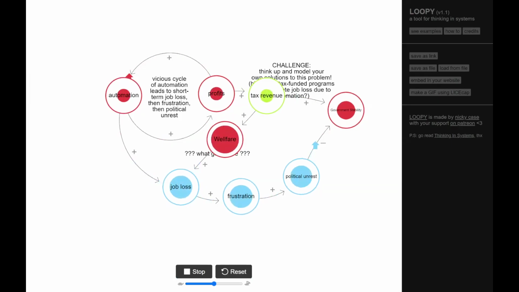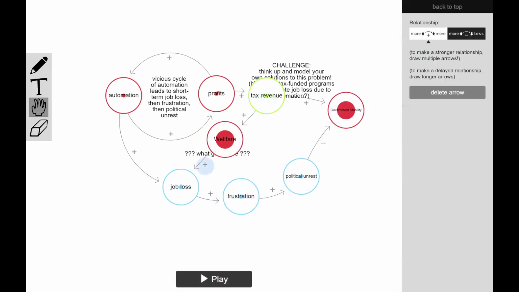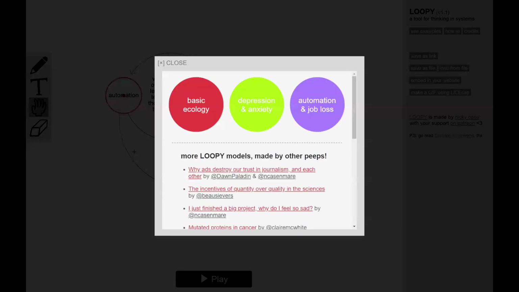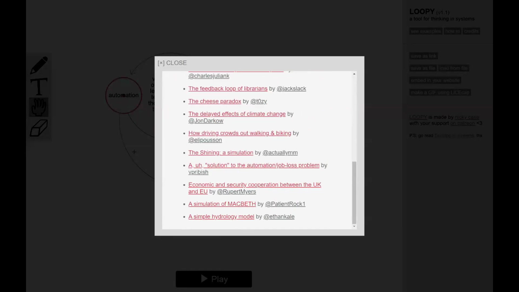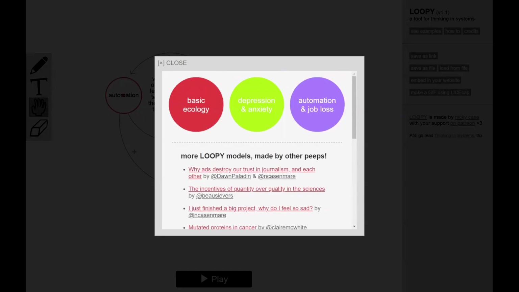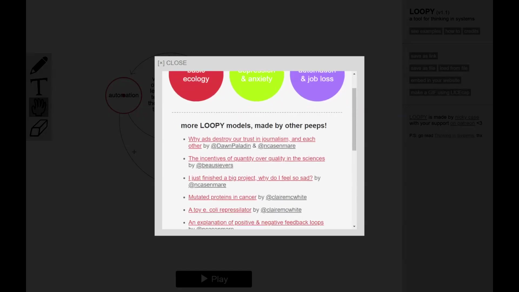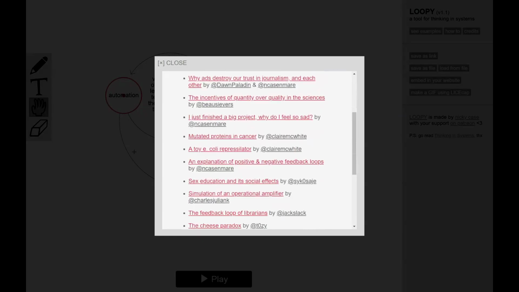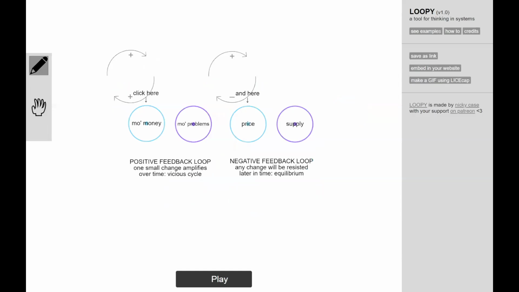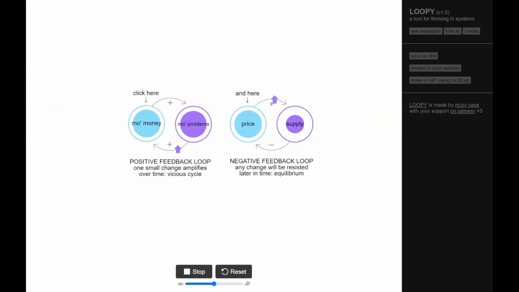Oh, whoops, that's a big line in there. Are there other better examples? Why ads destroy our trust. Why are these all so heavy? Some of them are straight up depression. And hey look, there's one that's just a positive and negative feedback loop. More money, more problems. Price, supply.